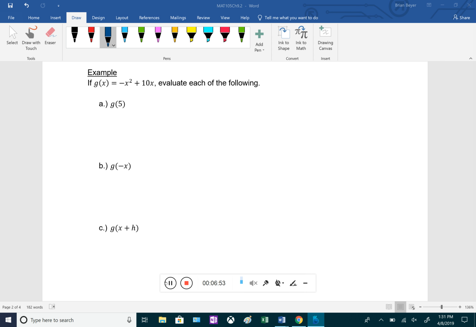Okay, we'll do one more here. So we have g of x equals -x squared plus 10x, and we want to evaluate g of 5. So plugging in a 5, we have -5 squared plus 10 times 5. So -5 squared, PEMDAS exponent first, that's -25 plus 50. That gives us positive 25. So g of 5 equals 25.